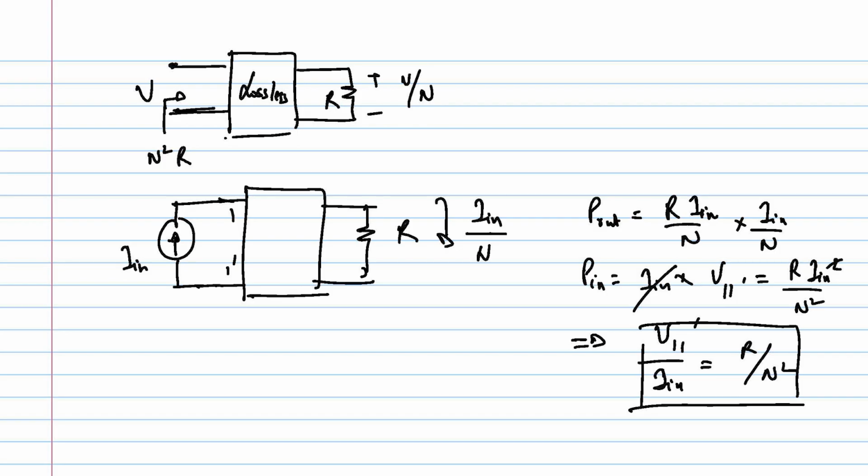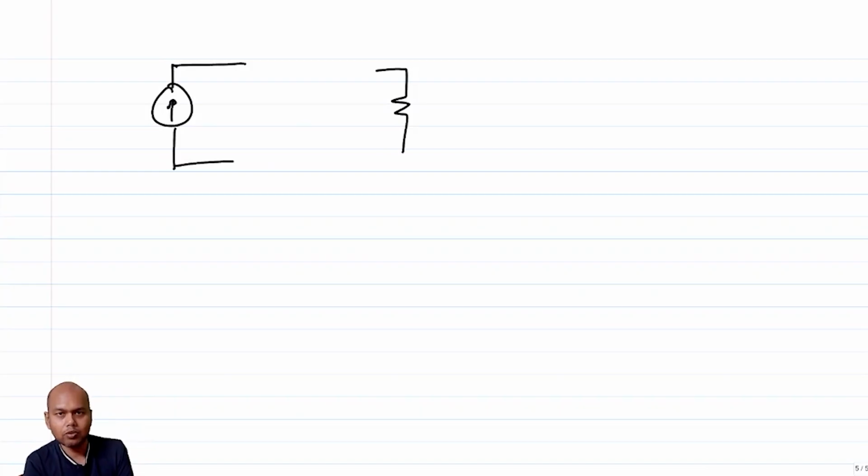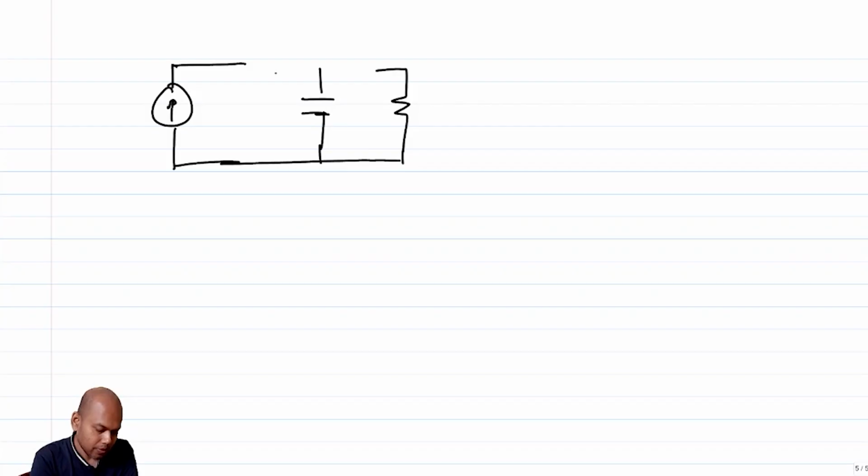So how can I come up with such an architecture? Once you know what to do, it's very easy. All I have to do is divert the current out, and I do not want to divert the current using resistors. What other options do I have? Capacitors and inductors. So I use a capacitor to divert the current out.